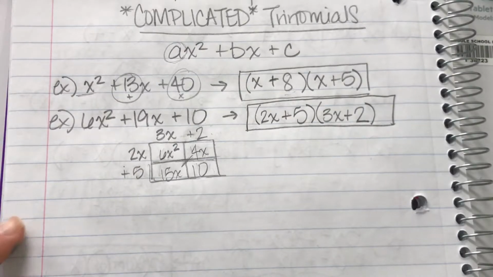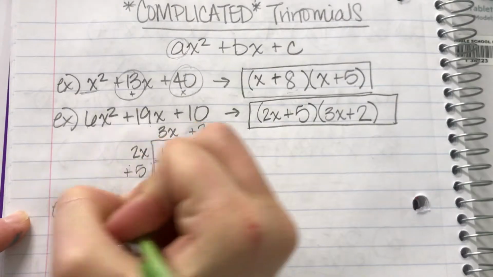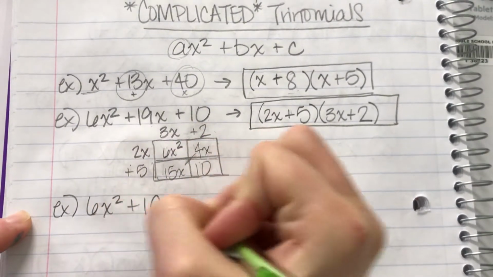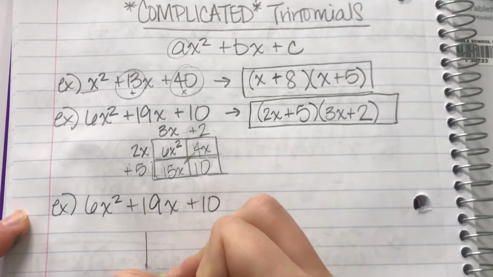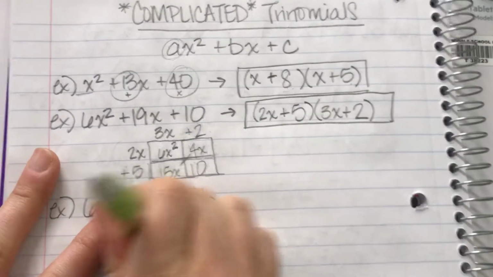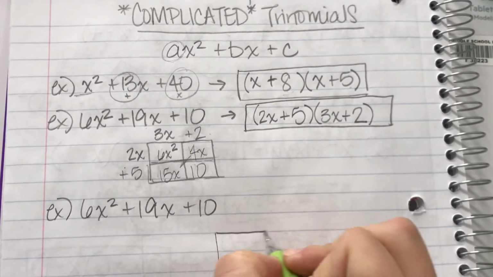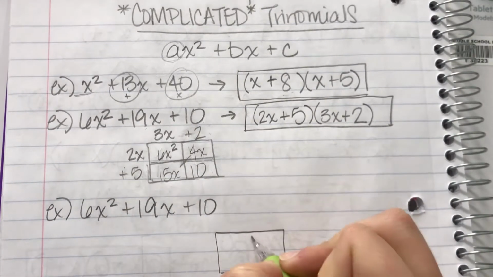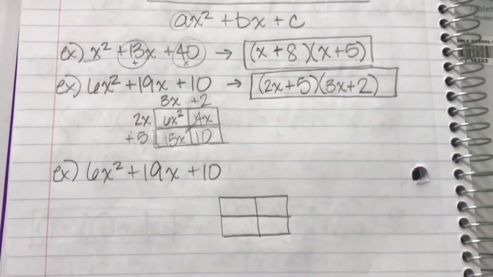Okay? So here's how I'm going to do the same problem, and I'm going to show you kind of a shortcut. 6x squared plus 19x plus 10. I'm going to use the box to work this out, and I'm actually going to do it over on the side because I'm going to write some notes underneath it. So I'm going to draw my little box. I know it's going to be a 2 by 2 box because we've already confirmed trinomials go into 2 binomials.